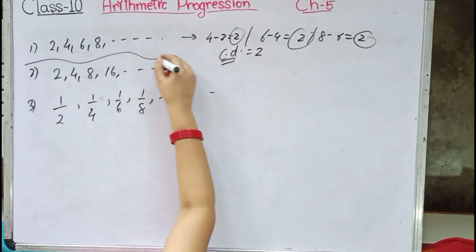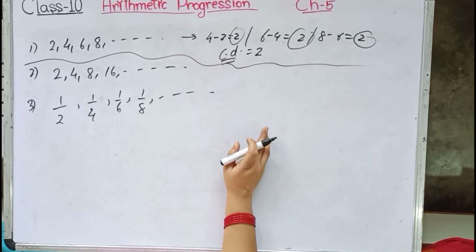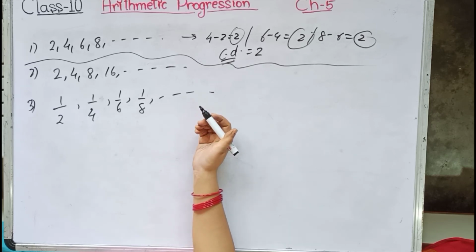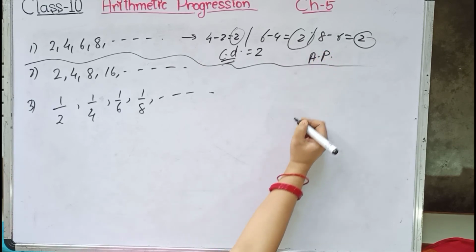So this type of series or pattern in which the difference between any two consecutive terms is constant throughout is called an arithmetic progression, and we write in short as AP.